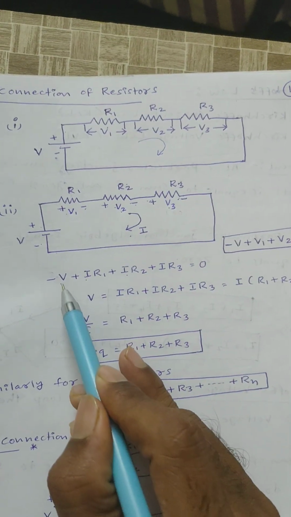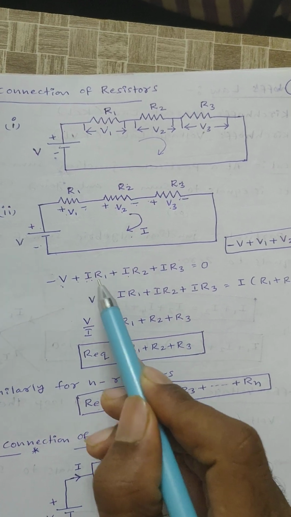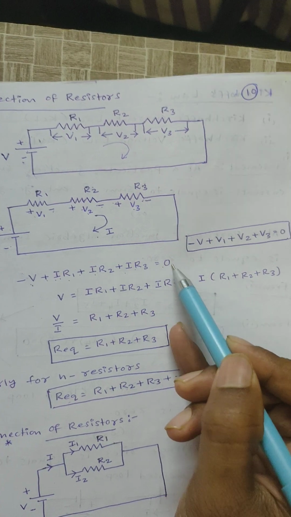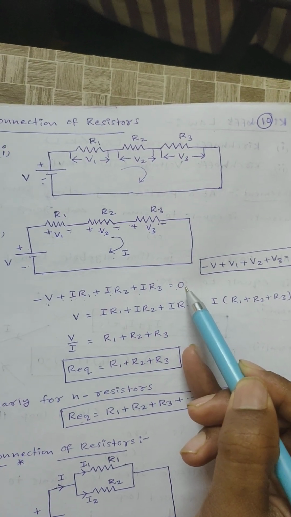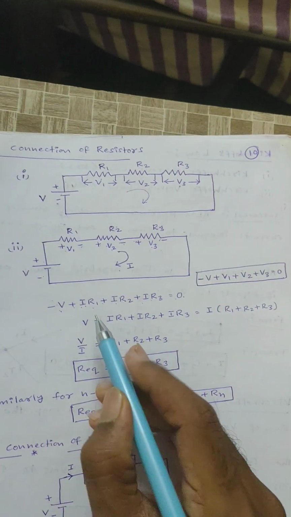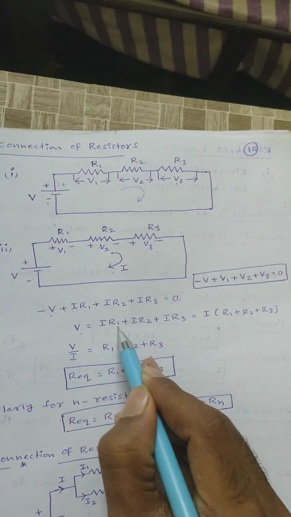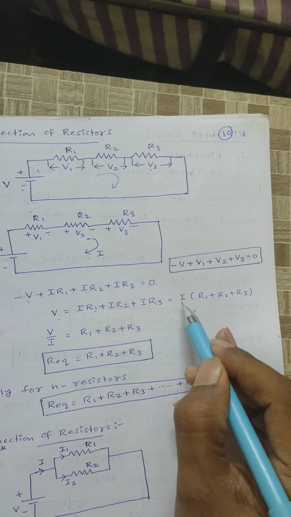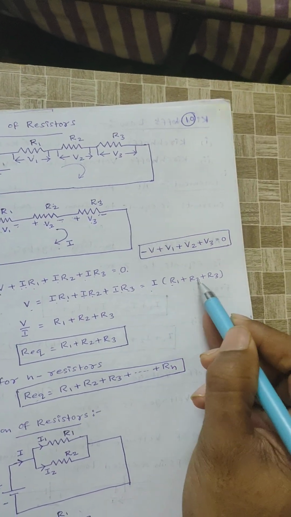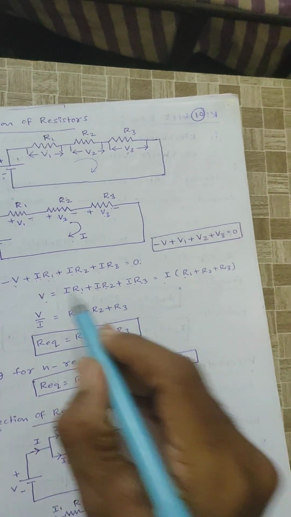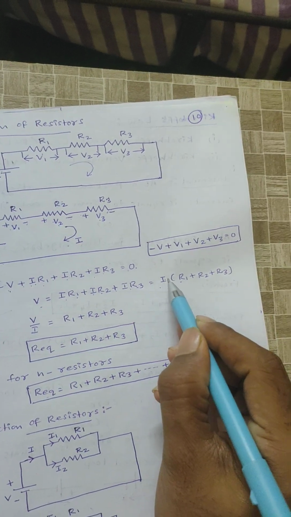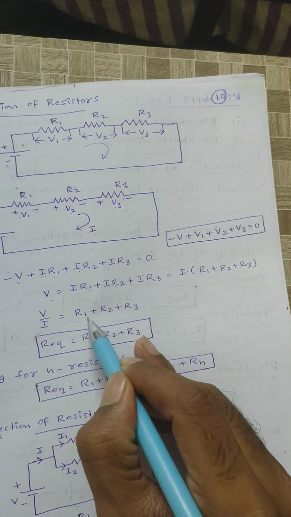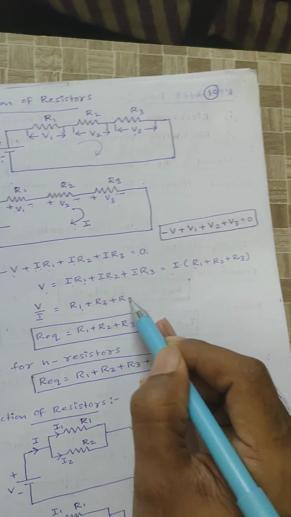That is minus V plus, in place of V1, I can write I into R1 plus I into R2 plus I into R3 is equal to 0. Then V is equal to I into R1 plus I into R2 plus I into R3. If I take I as common, I will get R1 plus R2 plus R3. From this equation, taking I to the left-hand side, I will get V by I is equal to R1 plus R2 plus R3.